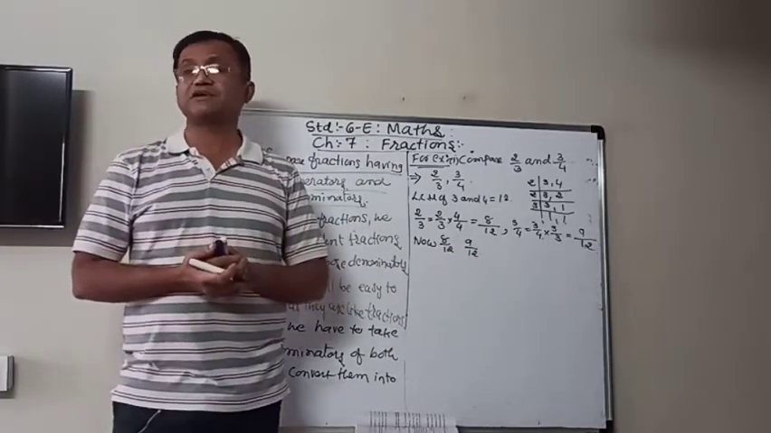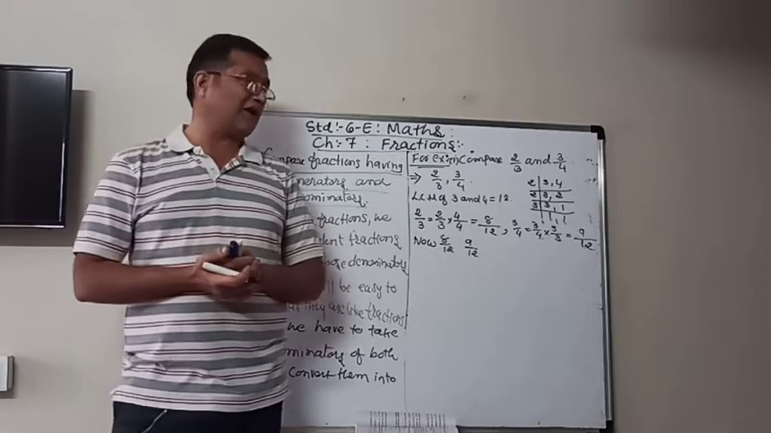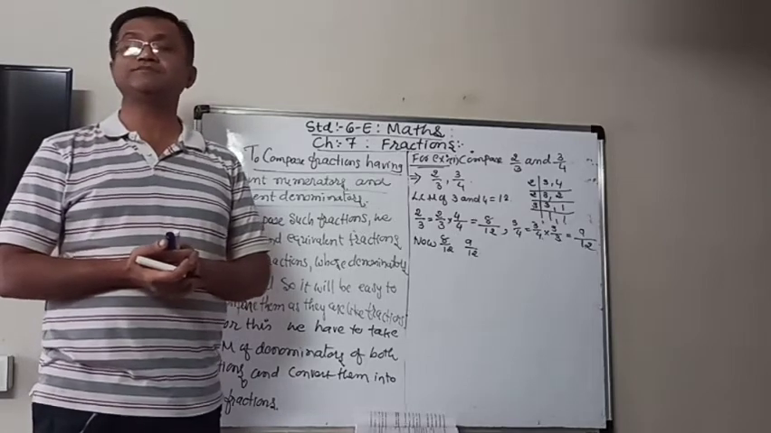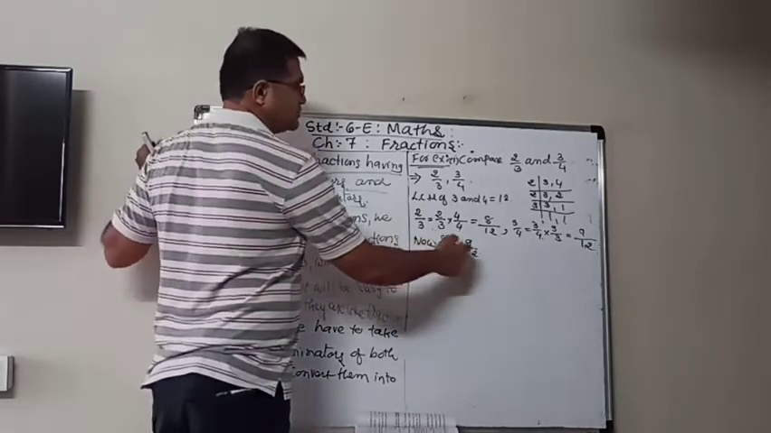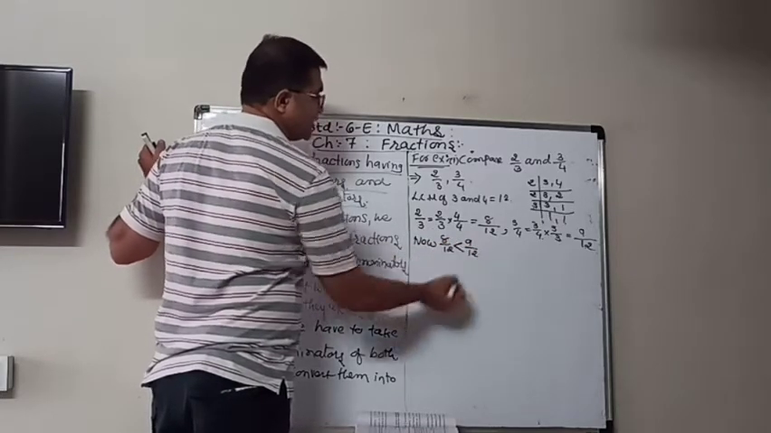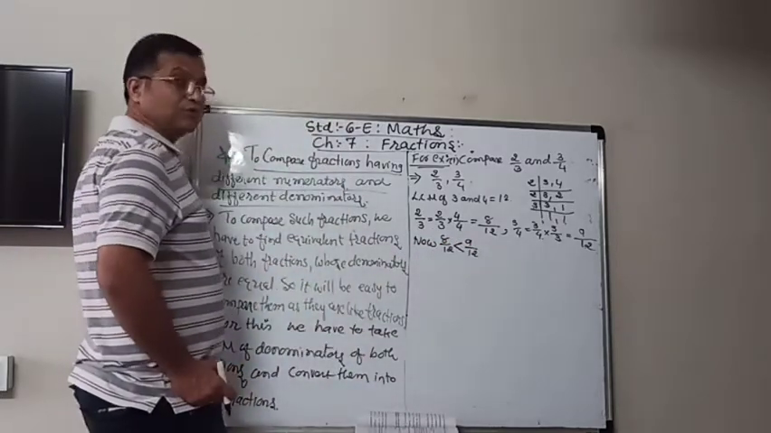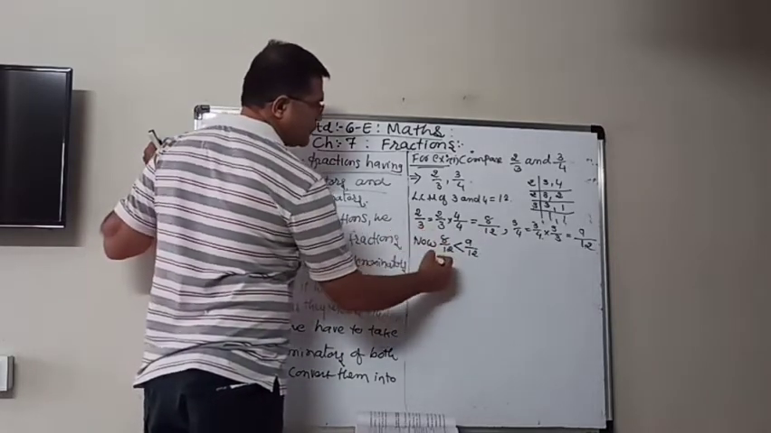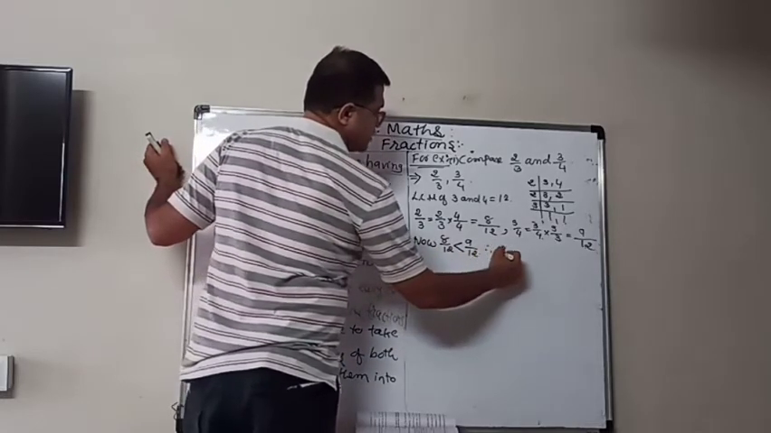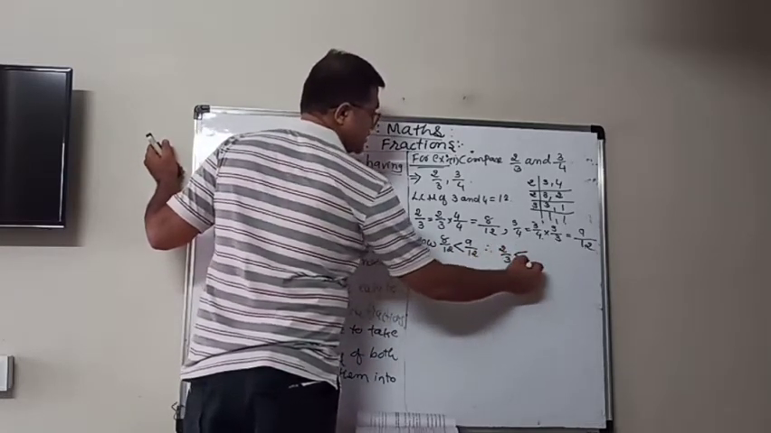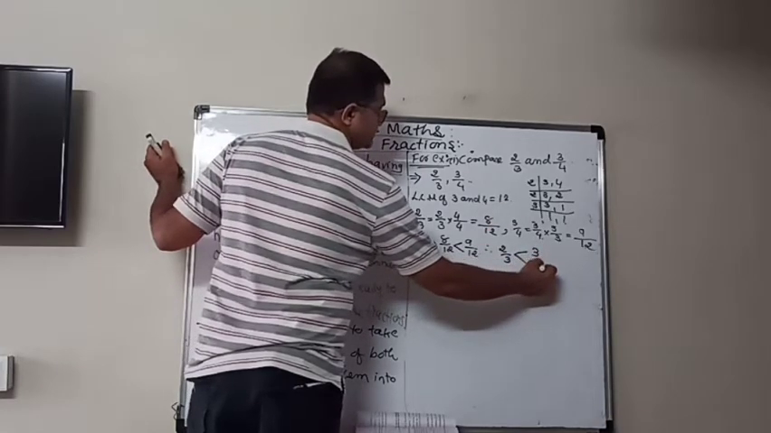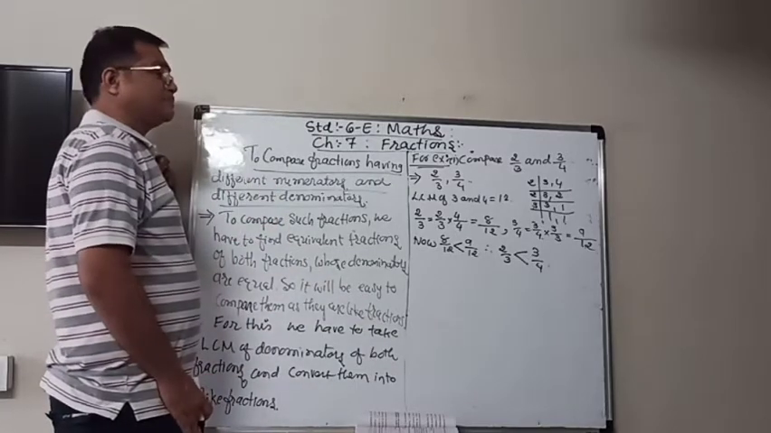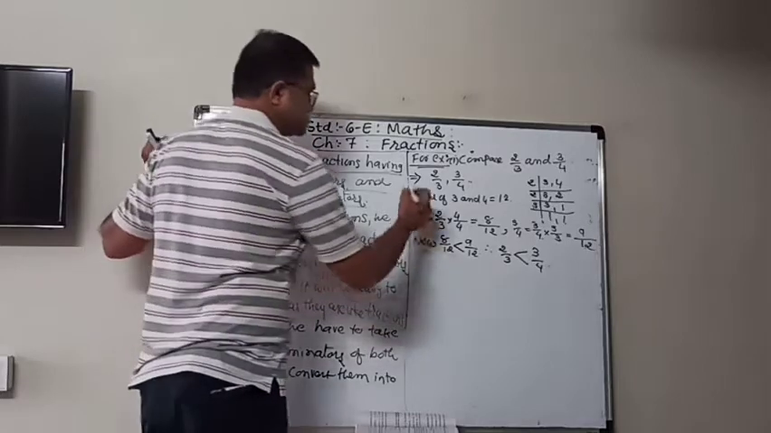Now tell me, among 8 upon 12 and 9 upon 12, which one is smaller or greater? Here we know that 8 is less than 9. It means that 8 upon 12 is smaller than 9 upon 12. So which is the original fraction in place of 8 upon 12? That is 2 upon 3. And therefore our answer is 2 upon 3 is less than 3 upon 4. So by taking the LCM, we can easily find it. Let's take another example.